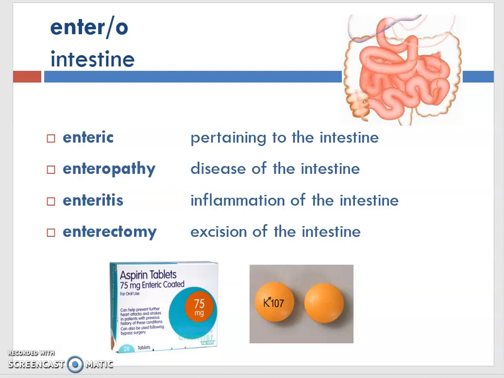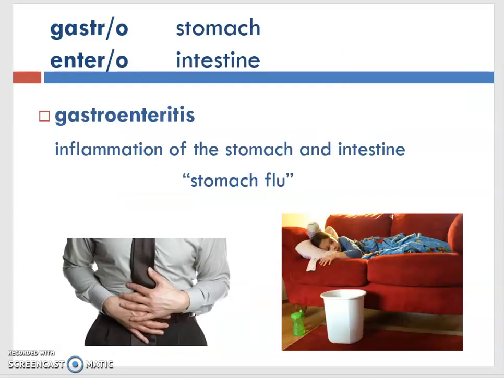75 is an odd dose, but these are enteric coated, and they're actually used to treat a form of enteritis known as Crohn's disease. So this type of tablet will pass through the stomach. It will make it to the small intestine. It will then dissolve in the small intestine, and there it's therapeutic. If the aspirin were to dissolve in the stomach before it got to the small intestine, it would not have the anti-inflammatory qualities that we want it to have. Hence the term enteric, pertaining to the intestine. And here we go. So we have gastro for the stomach, entero for the intestine.